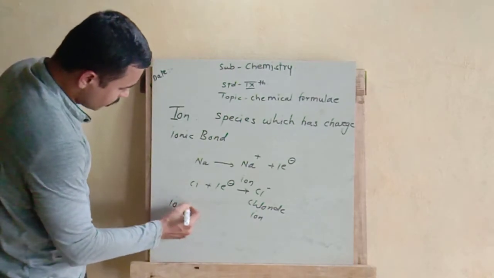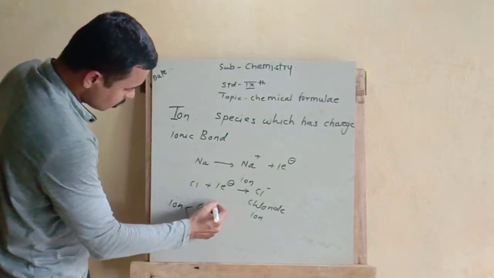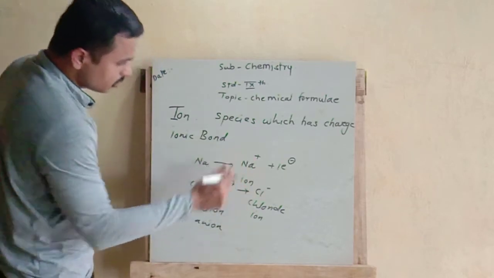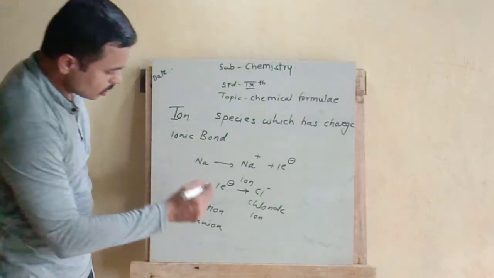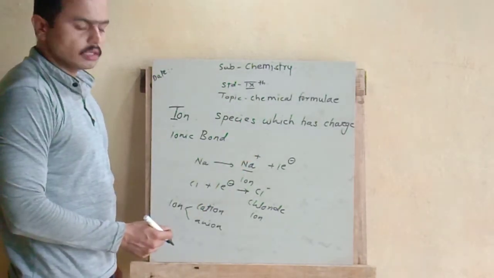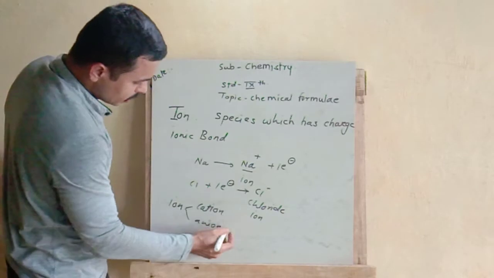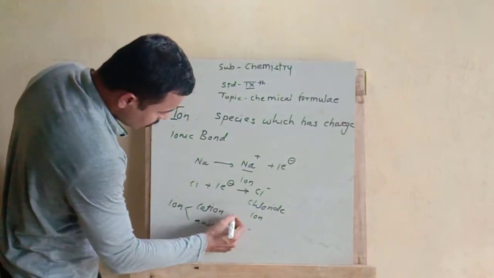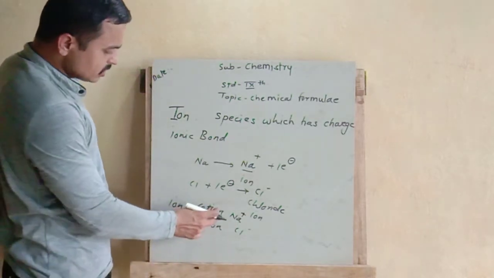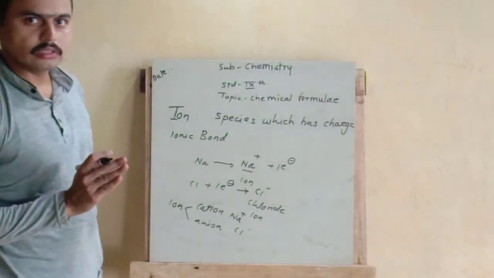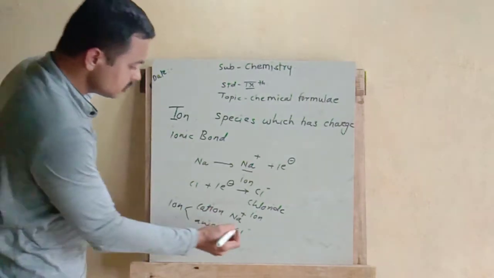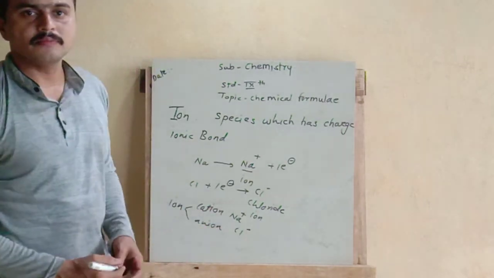So ions are divided into cation and anion. Positively charged species are called as cation. So in this case, Na plus is a cation, and Cl minus is anion. Understand? So cation stands for that species which has a positive charge. They are collectively called as cation. And that species which has a negative charge, they are called as anion.